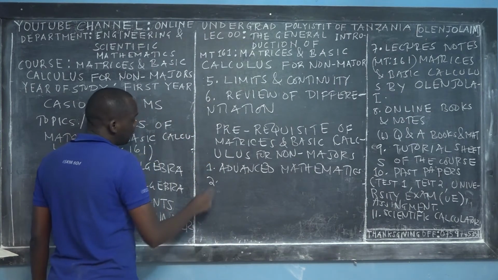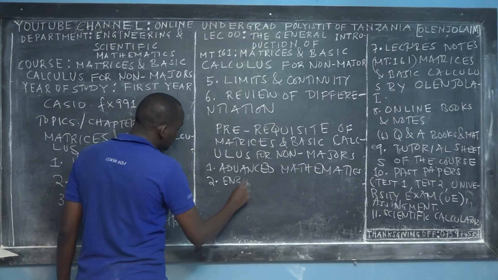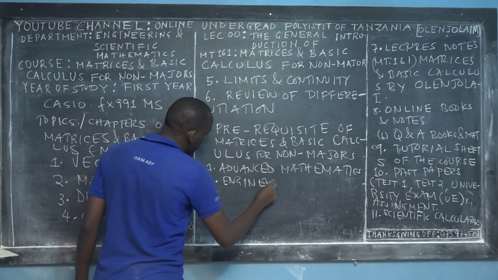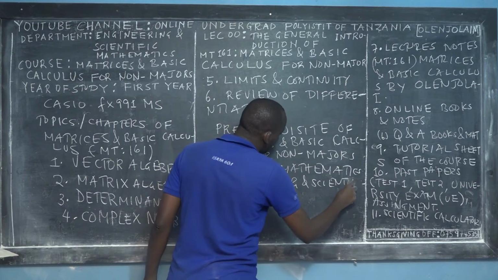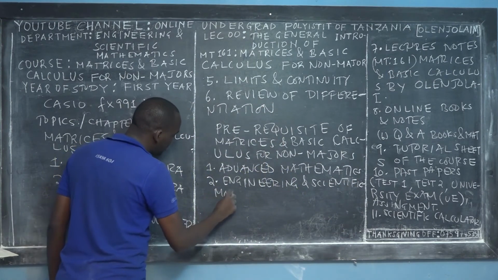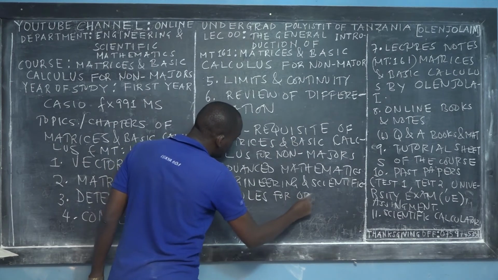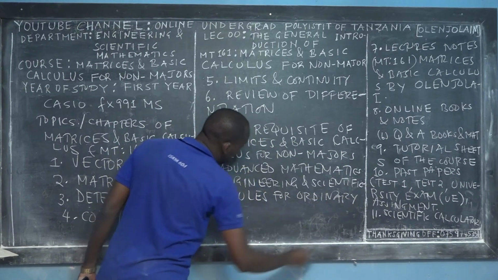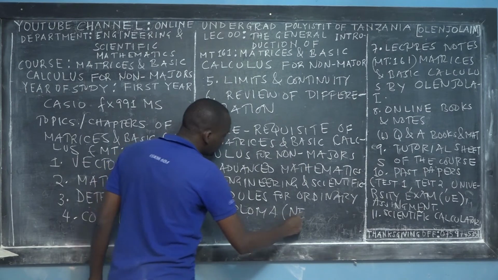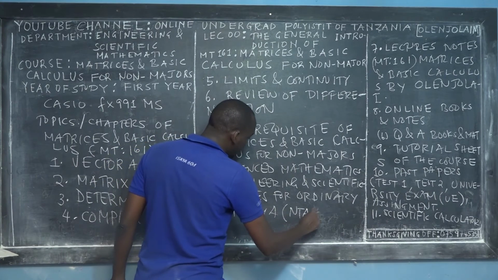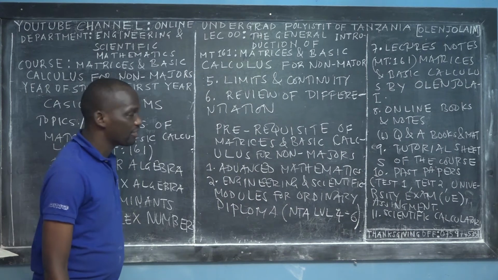And then the second, for those who have come from ordinary diploma, you have to recall or remember the engineering and scientific modules, because for the natives we call them modules, right? Or courses. For ordinary diploma, for natives we used to write NTA, National Technical Awards, NTA level 4 to NTA level 6. So these are the reference books.